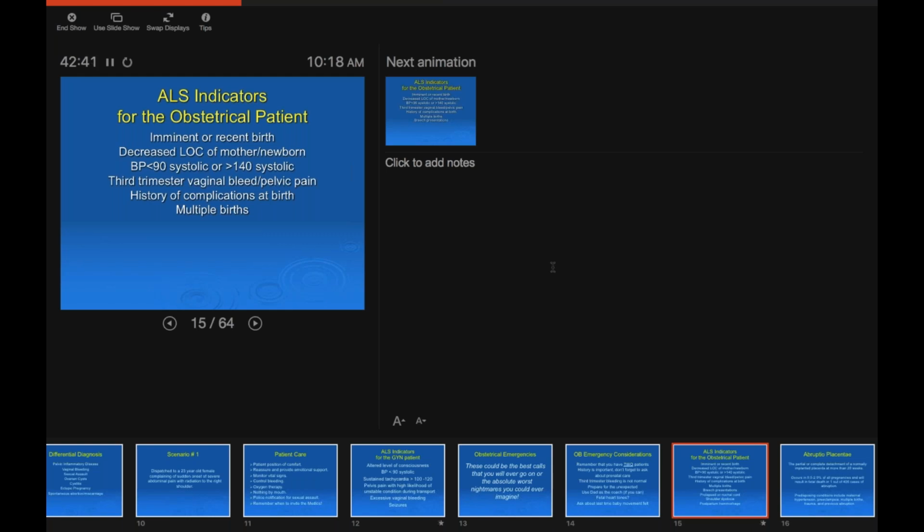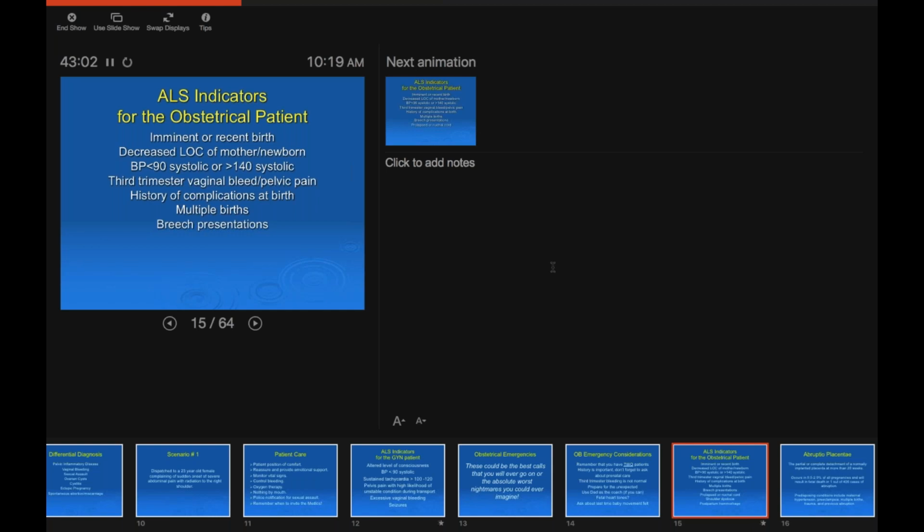So you can handle triplets on scene and call for multiple ambulances. A lot of people put one OB kit on the truck, and what's the chance of having twins? So if you carry any at all, carry two on your ambulance.